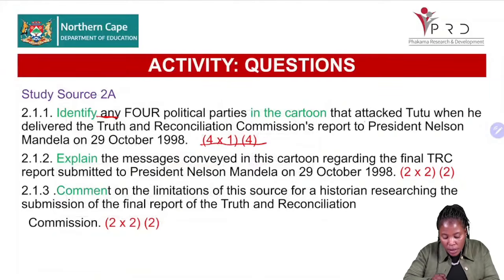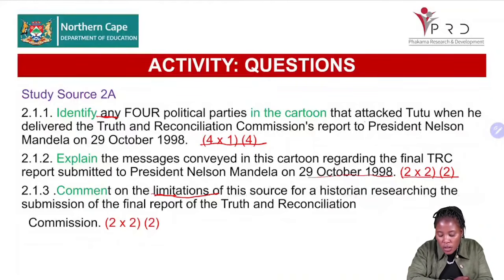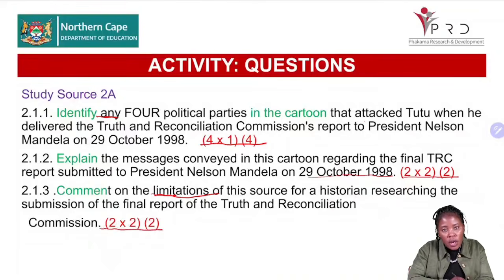Next question, explain the message conveyed in the cartoon regarding the final TRC report submitted to President Nelson Mandela on 29 October 1998. Mark allocation 2 times 2. Comment on the limitations of this source for a historian researching the submission of the final report of the Truth and Reconciliation Commission. Mark allocation 2 times 2. Now, learners, I'm only going to give you 10 minutes to answer these 3 questions. Remember to adhere to the mark allocation.